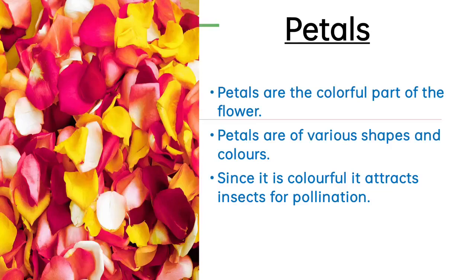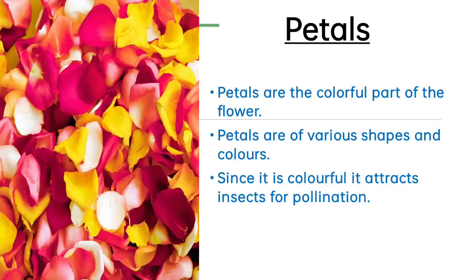The petals. Okay, students, have you seen the petals? Yes, they are the colorful, vibrant colored part of the flower. They attract the insects for the purpose of pollination. The petals, you must have seen, are of various shapes, colors, design, and of various size. So, due to these colorful petals, the insects get attracted towards these flowers in search of nectar, and along with that it also helps in the process of pollination, which is essential for the flowers.